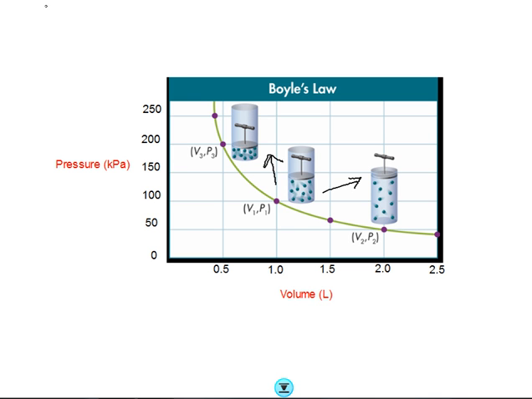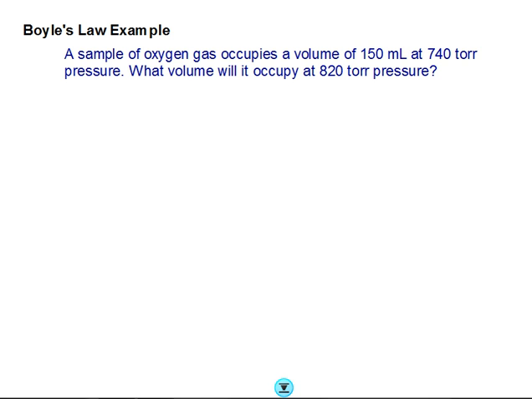Alright, so now let's take a look at our example using Boyle's Law. Example 1. It says a sample of oxygen gas occupies a volume of 150 milliliters at 740 torr of pressure. What volume will it occupy at 820 torr?